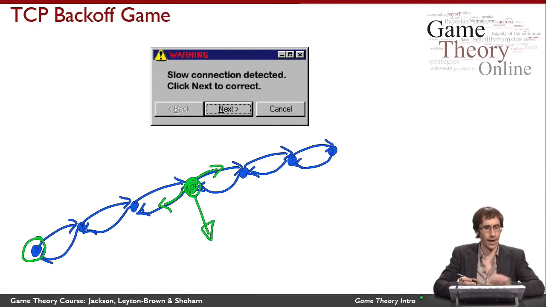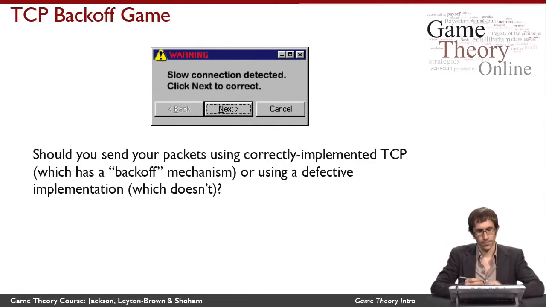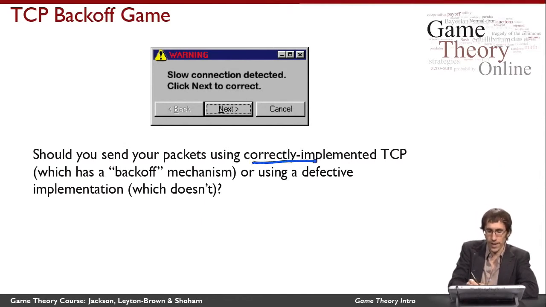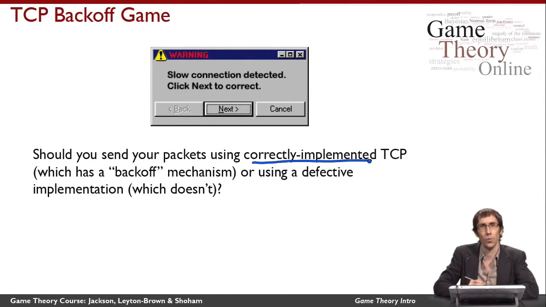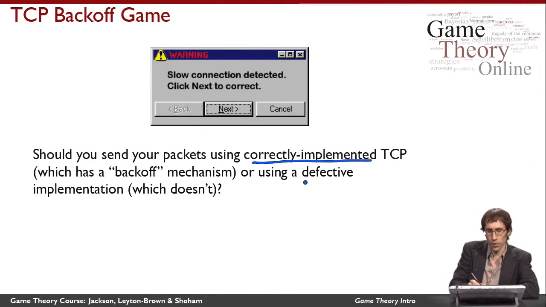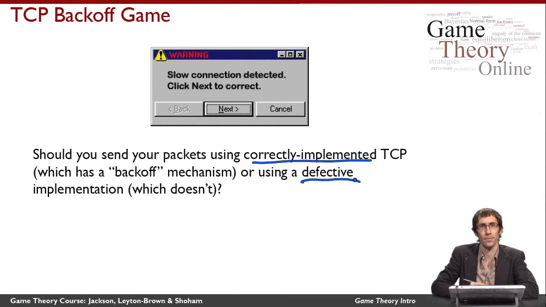OK, that's all you need to know about the back-off mechanism. I'd like to think about the strategic problem that you face in deciding whether to install this somewhat suspicious-looking piece of software. That is, I'd like to ask, should you send your packets on your network connection using a correctly implemented version of the TCP protocol, which does have the back-off mechanism inside it? Or should you run this program and instead use a defective implementation which disables the back-off mechanism and just blasts the network all the time without any concern for the congestion that it will cause other people or you?